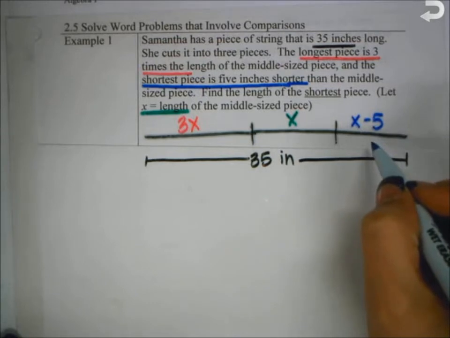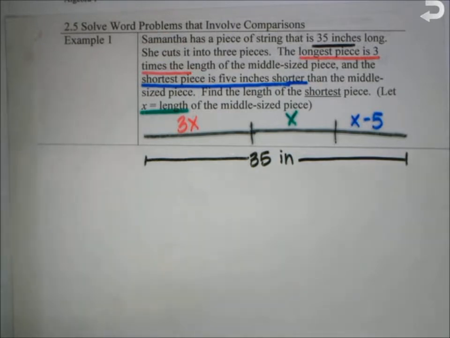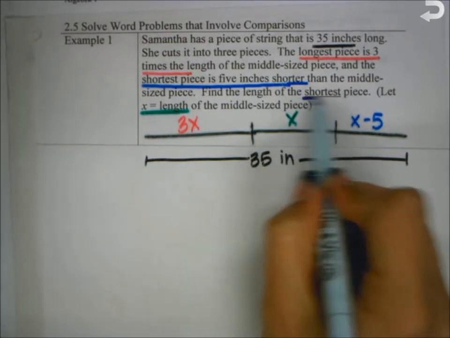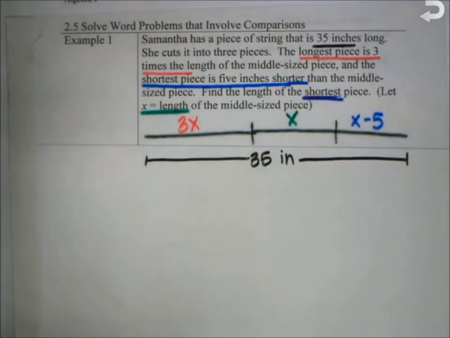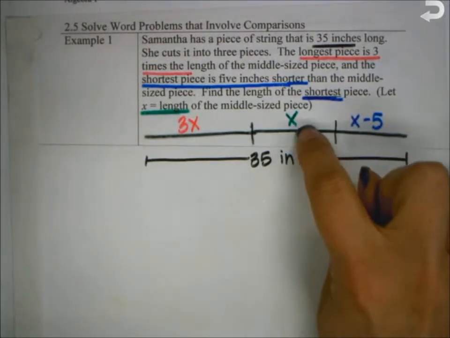Okay, so we want to find the length of the shortest piece. That's what we're looking for. So we're looking for the length of the shortest one. But in order to find the length of the shortest piece, we first need to solve for x. So how am I going to do this?